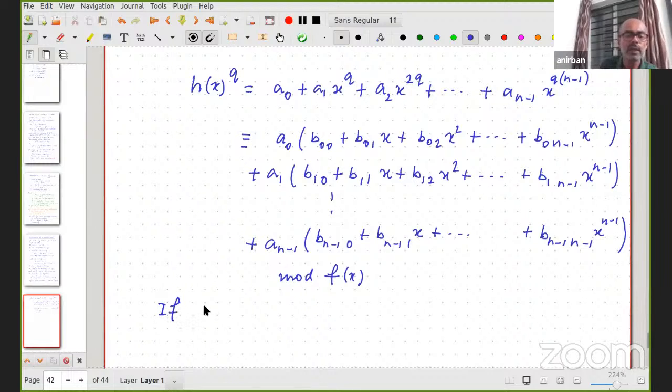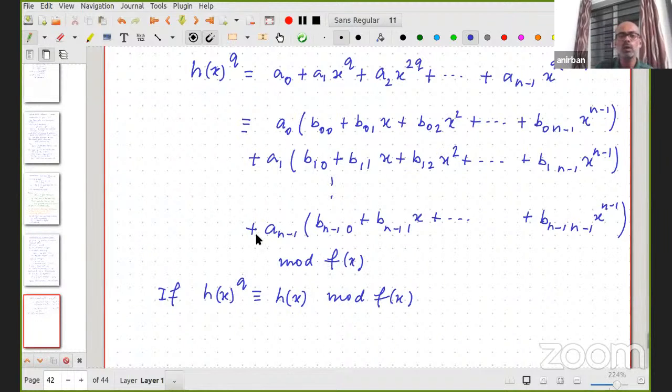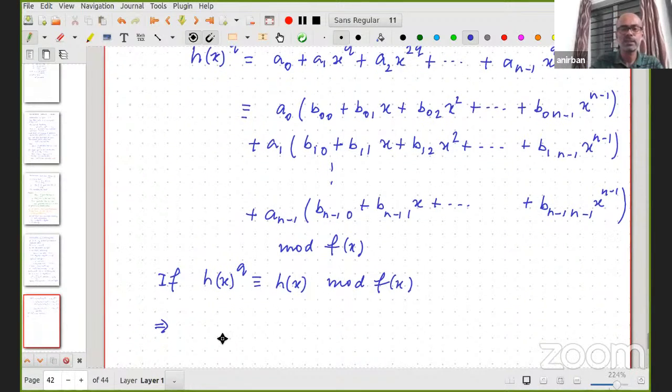this is what we want. So if h(x) to the q is h(x), this is what we want, that h(x) to the q is, modulo f(x), h(x). So we want this. So the right hand side, this whole thing should reduce to h(x). h(x) is a naught plus a1 x plus a2 x squared up to a n-1 x to the n-1. So what we have now, let me just write what we want. So this implies, obviously you must have guessed by now that we are going to use matrices and write these coefficients as vectors. So let's use that notation now.